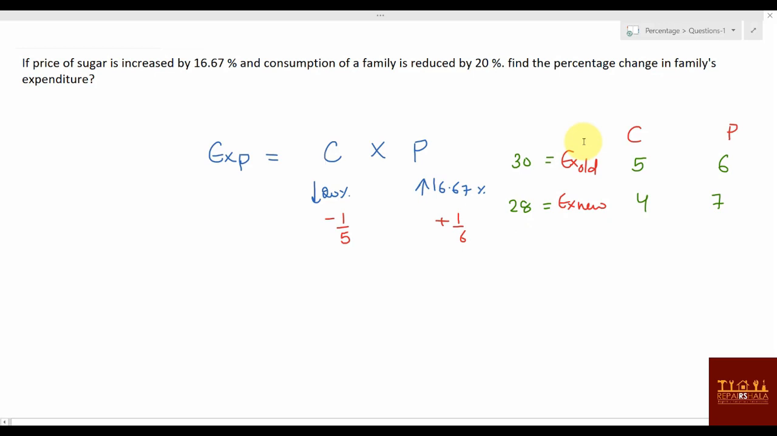What will happen to expenditure now? It will be reduced. How much reduction will be happening? 2, or you can say 2 by 30 into 100, that is 6.67 percentage. Sorry, yes, 2 by 30. Okay, 2 by 3 means it will be 6.67 percentage. That is your value for percentage change in family expenditure. Are you able to understand? Yes? Journey clear, right?